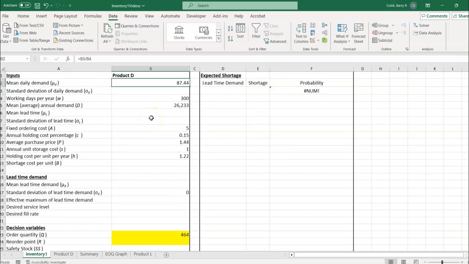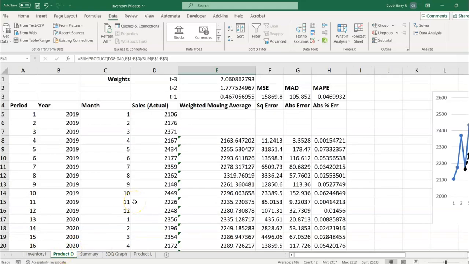Now what we're going to do is consider the case where either the daily demand or the lead time is uncertain. And so we've got some other assumptions to fill in here in the inputs section. First of all, the standard deviation of daily demand we're going to estimate from the forecast data. So we have a forecast here for product D. This forecast was created as a weighted moving average, and these were the weights that were selected for the forecast for product D using Solver.